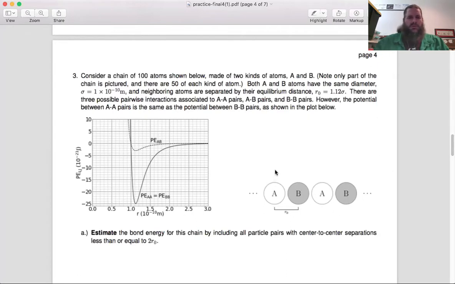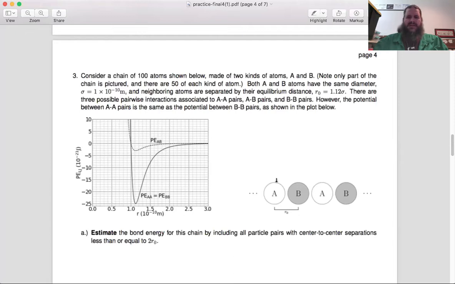And what are we trying to do here? If we have this chain of 100 such atoms, what's our goal here? Probably to figure out Ebond. Maybe to figure out Ebond. Yeah, we want to find the bond energy of the whole chain, right? And it's not just these four atoms shown, it's 100 atoms, presumably 50 A atoms and 50 B atoms. So we want to figure out the total bond energy of that entire chain.